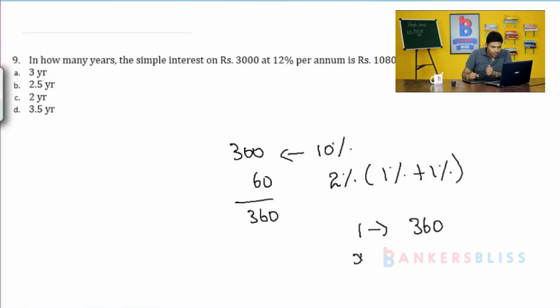Then for how many years will the interest amount be 1080? See, properly observe this problem. Till 360 you can solve the problem orally without using any paper and pencil. After 360 only you need some calculations, so to support your calculations you need paper and pencil. So for 1 year the interest is 360. For how many years will the interest be 1080? So it is directly proportional, so the cross multiplication method you can adopt here.